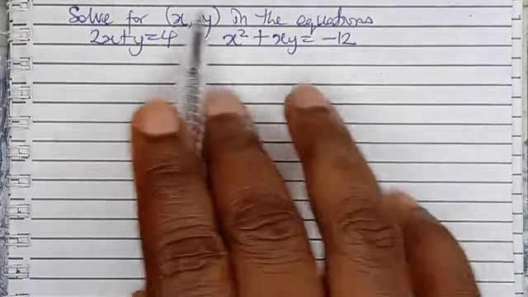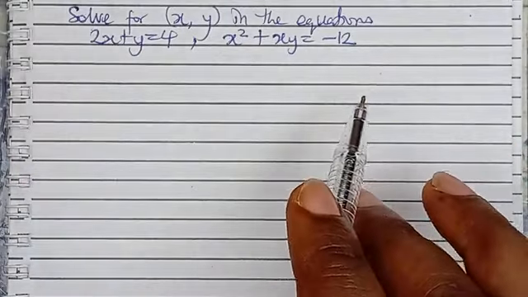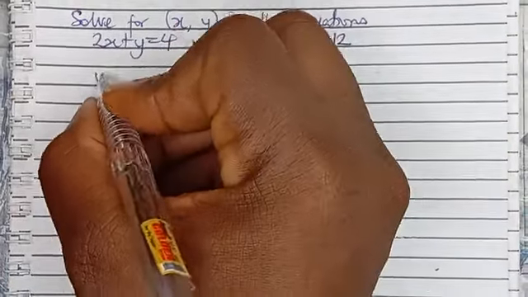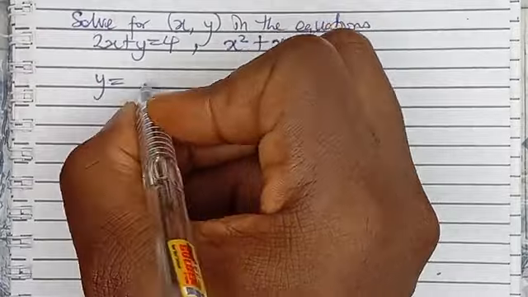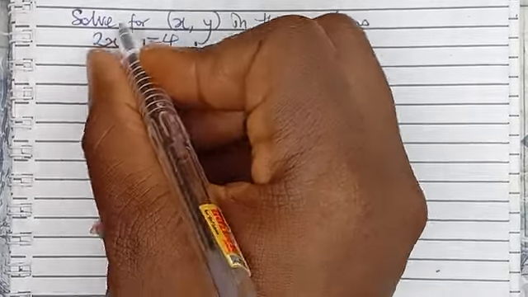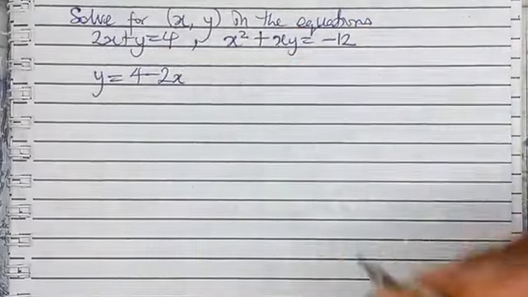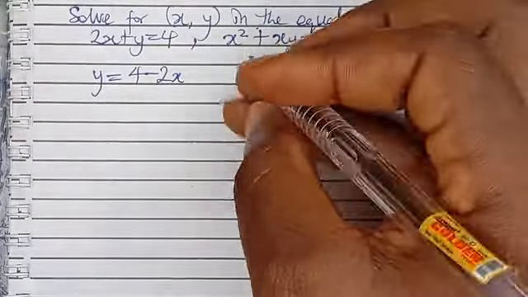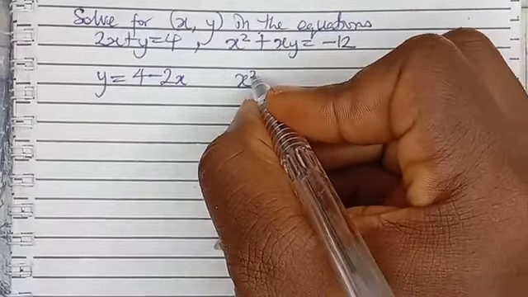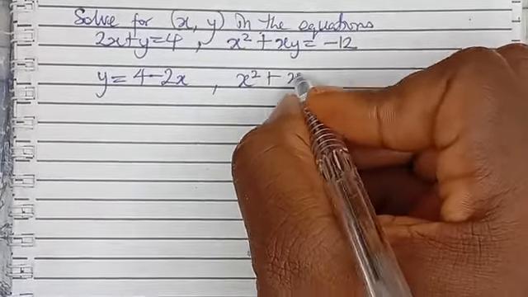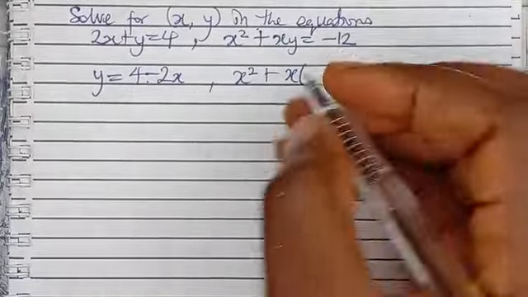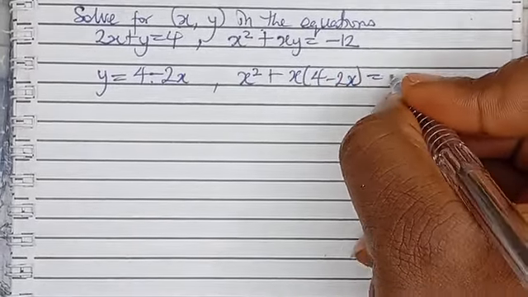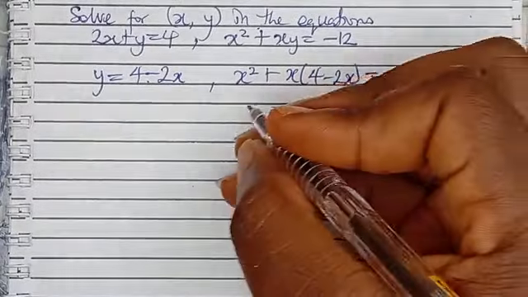We are to solve for x and y coordinates in these equations. We can see this is the quadratic, this is the linear. We come to the linear and make y the subject of the formula. We have that y is already here, 4 is already on this side, then 2x will cross over to be minus 2x. So we've done this. We now come to the quadratic equation and substitute for y. We already have that the quadratic equation is x squared plus x times y. We are going to substitute 4 minus 2x into that, and remember it is equal to negative 12. We open the bracket in the next step.